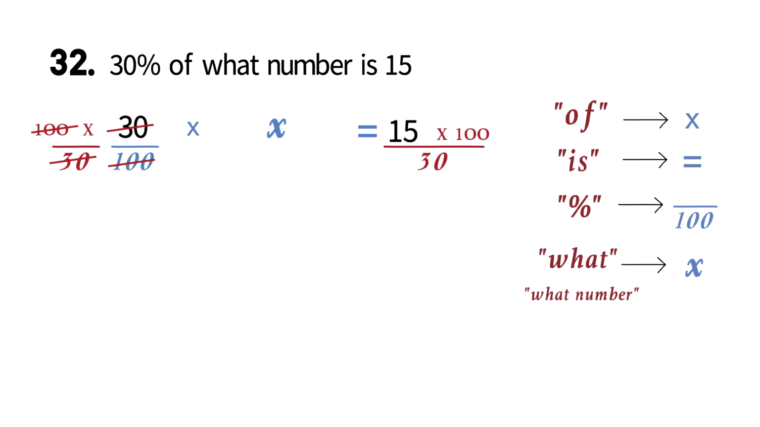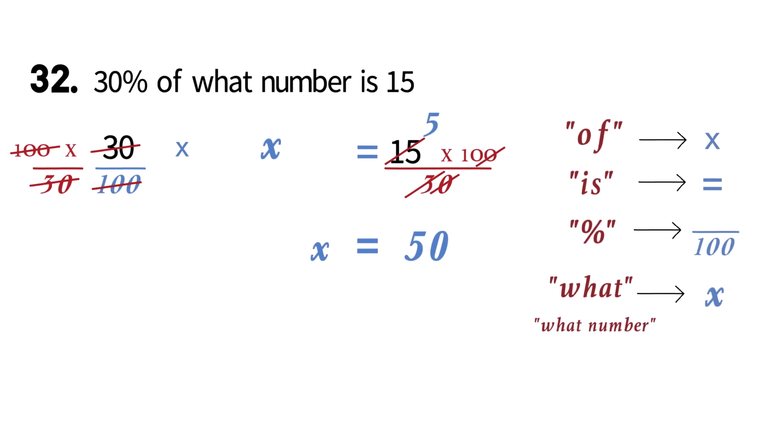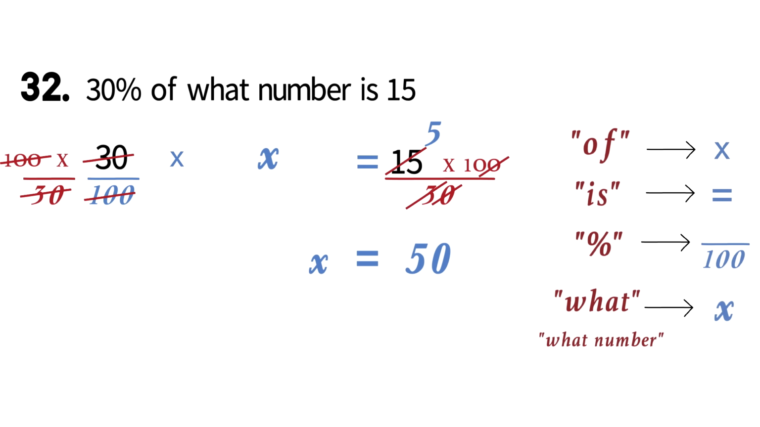Now, we come back to your ability to reduce and multiply. This 0 can cancel one of the zeros here. 15 divided by 3 is 5. So we have 5 times 10. This gives us 50 as our answer. For questions like these, you just have to know how to set it up. Then it is up to your basic multiplication and division to come to the final answer.